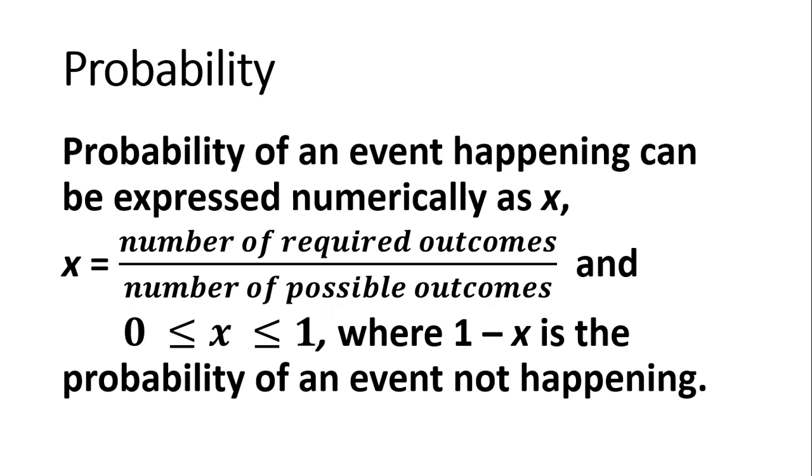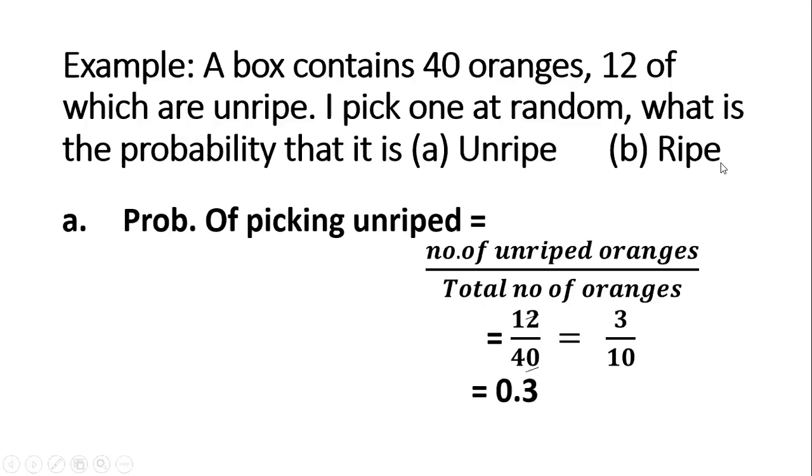We want to consider now a question. The first example we are considering is a box containing 40 oranges, 12 of which are ripe. I pick one at random. What is the probability that it is A, a ripe orange, B, an unripe orange?